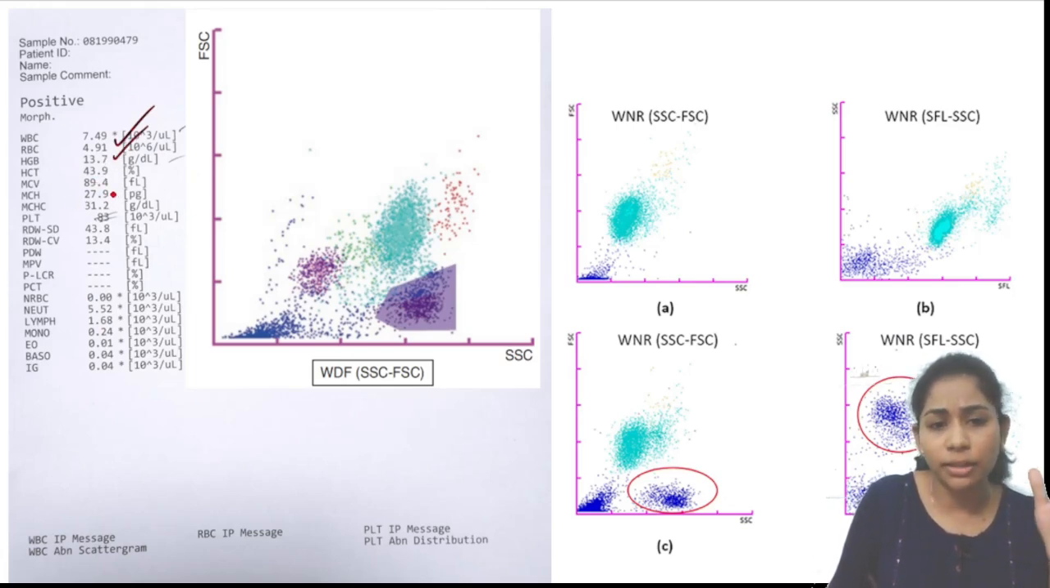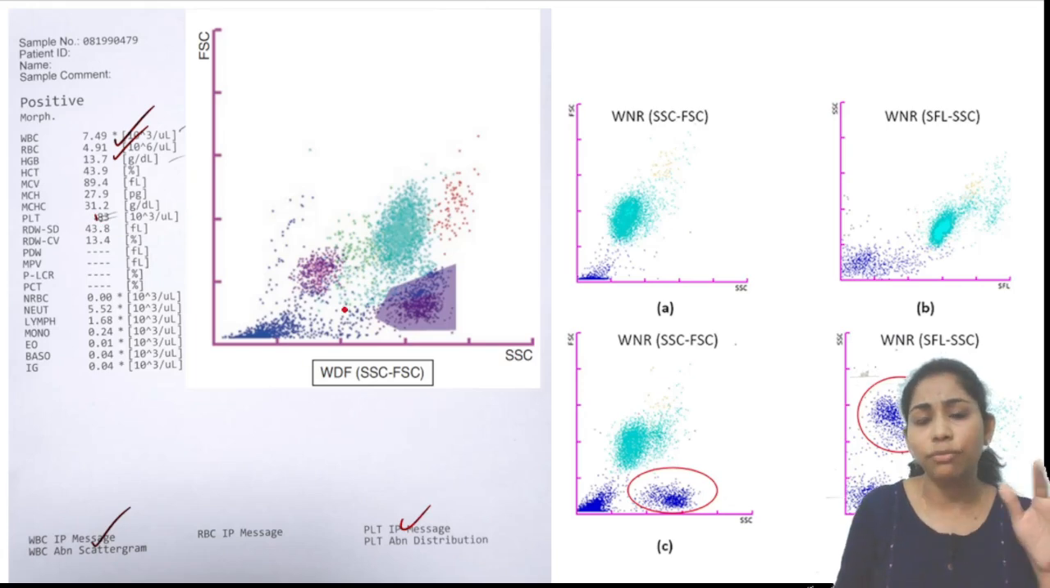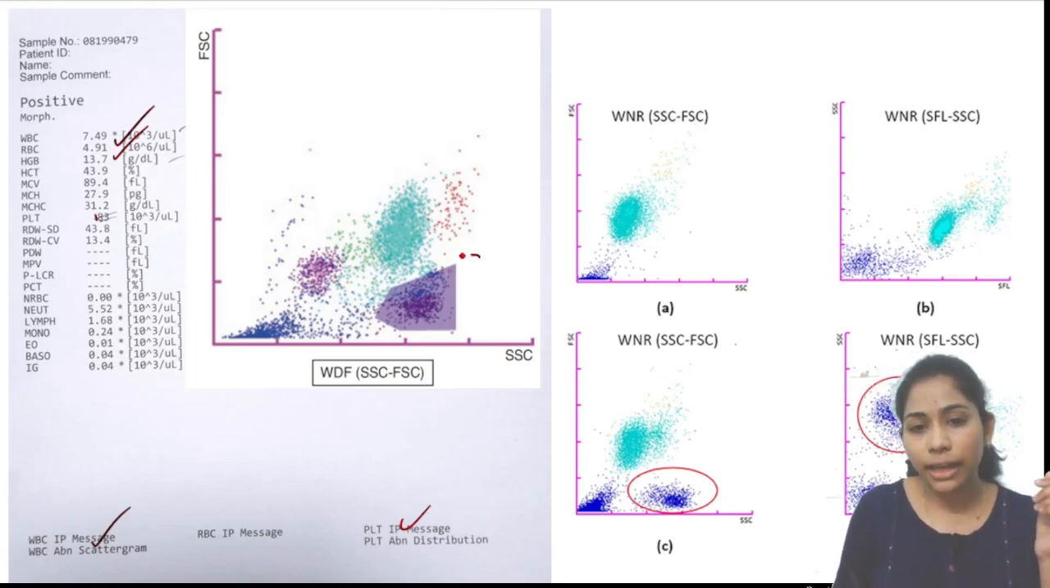Absolutely all the MCV parameters are normal, and sorry, this is a typo error, it is 183. So platelets are absolutely normal and there are no flags. See, RBC, everything is normal, there are no flags. And then he showed me this graph, the WDF graph, where I have highlighted the population here.